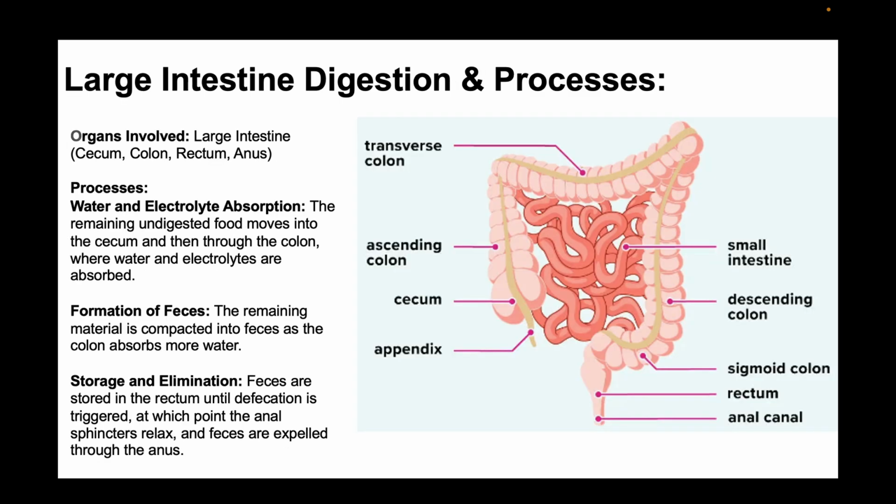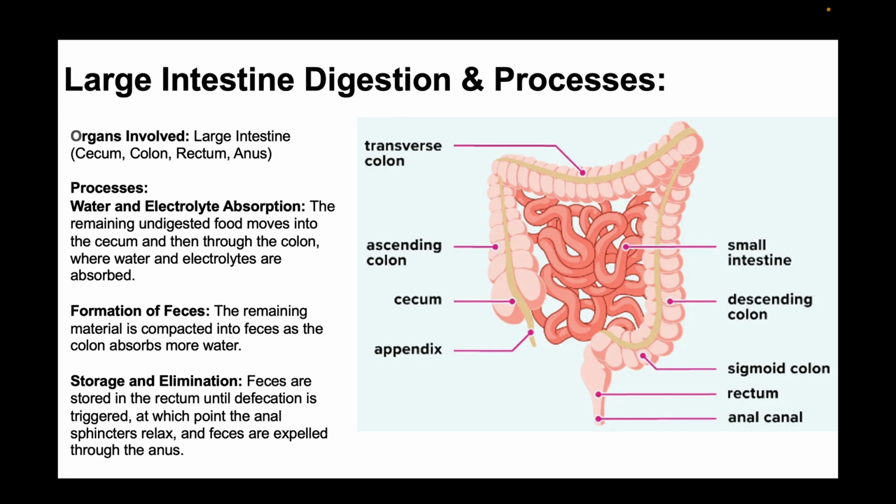The large intestine is much larger in diameter than the small intestine, but shorter in length. The undigested food enters the cecum and then travels through the colon. Here, water and electrolytes are absorbed. The large intestine absorbs vitamin K, some B vitamins, ions, and most of the remaining water.